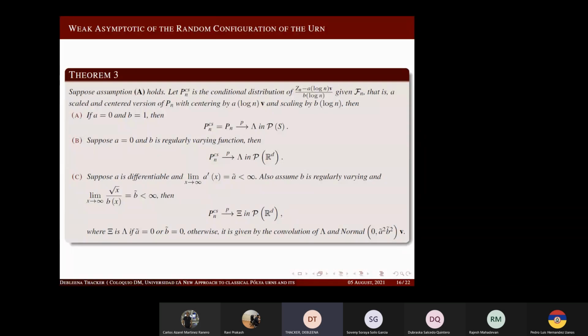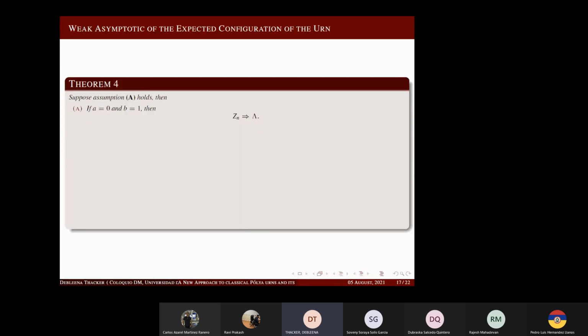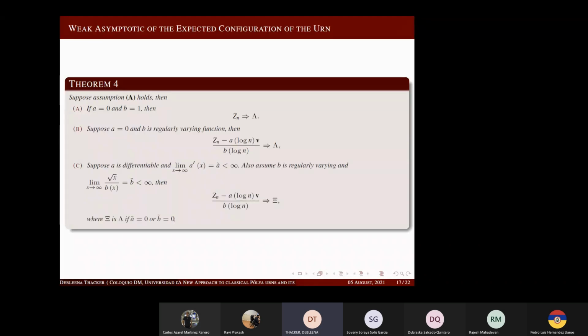So this is for the conditional law. This is just for completion. This is for the unconditional law. And it is exactly the same, so I'm not going to go through this. The last one, for Theorem 3, was for Un by n plus 1. This is for the expectation of Un by n plus 1, and it is even easier to prove in this case. So we are not going to go through this.